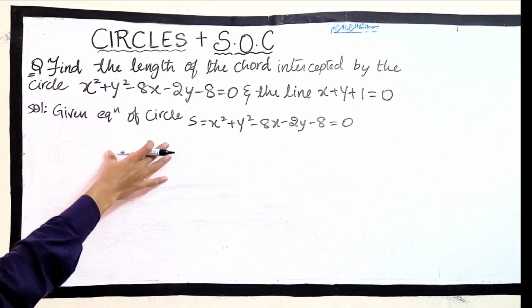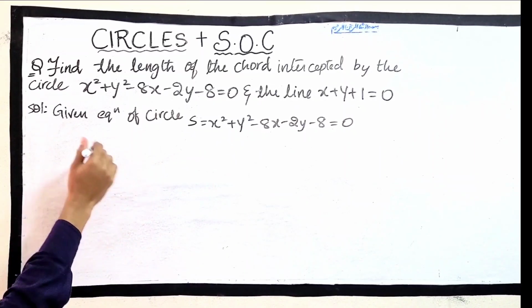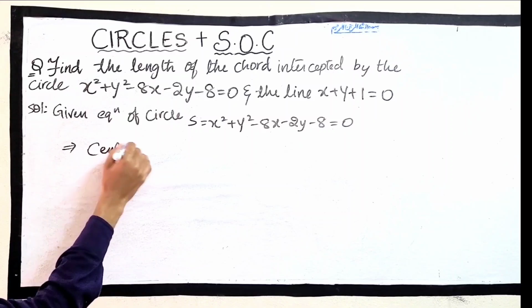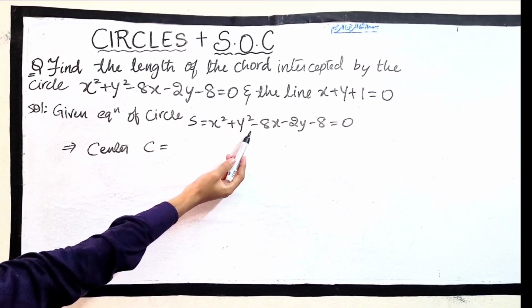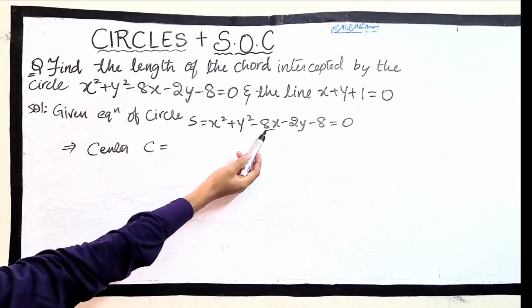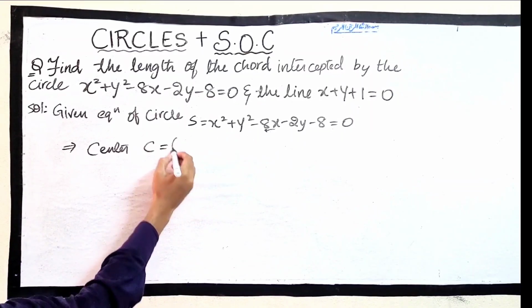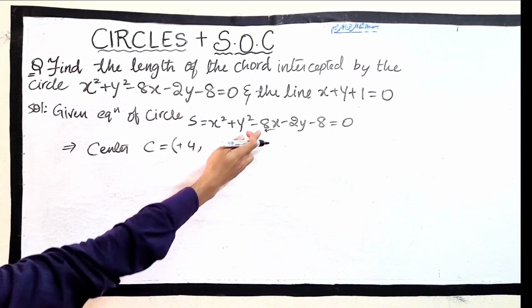First, write the given equation as it is. Name it as S equals x square plus y square minus 8x minus 2y minus 8. Now in the next step, you have to find the center of this circle. Let us denote the center as C. I will tell you a small trick here. How to find the center? Coefficient of x, what is it? Minus 8. So change the sign and divide by 2. The sign is negative, so it will be positive, and 8 by 2 is 4.